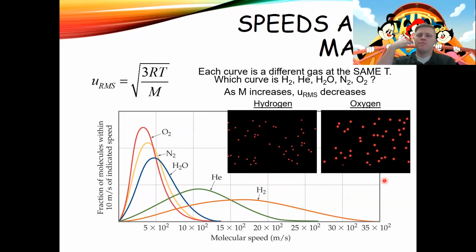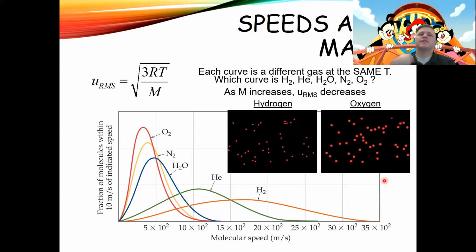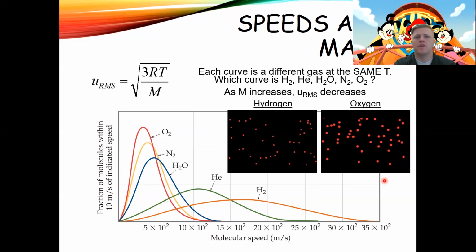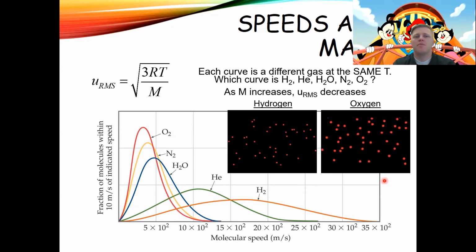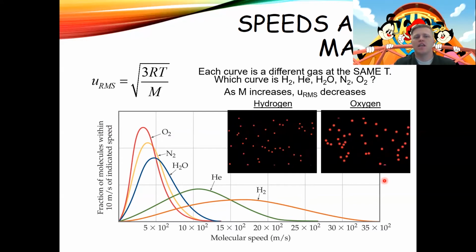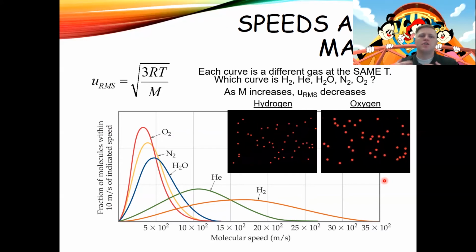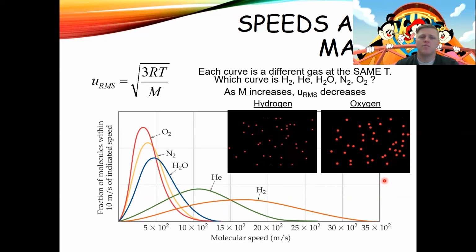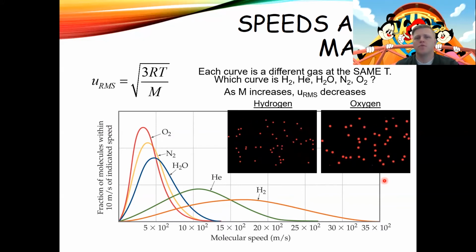So the takeaway is the bigger something is, the slower it's going to move. The heavier something is, the slower it's going to move, right? If you're trying to make a car go faster, you got to strip off as many heavy parts as you can and make it as light as possible so that it can go faster. And it's the same idea here. The lighter things move more quickly, heavier things move more slowly.